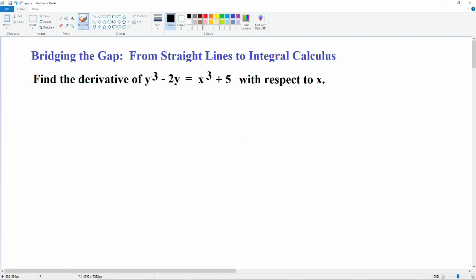Find the derivative of y cubed minus 2y equals x cubed plus 5 with respect to x.